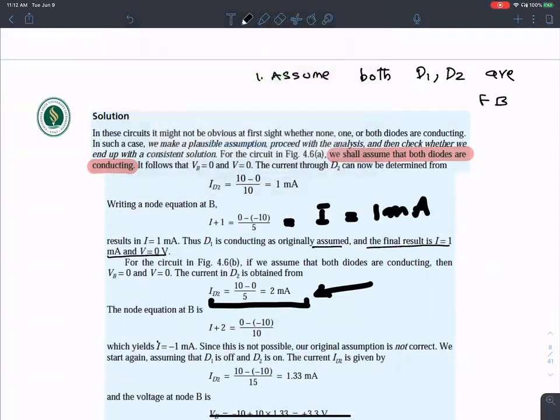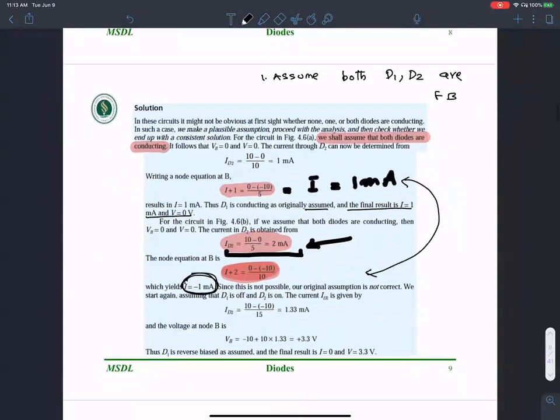So the idea is that when we start with the assumption, we did the node equation at B, and we obtained the equation for current ID2. That is not consistent with the node equation at B. So once we plug in the value of I equals 1 milliampere, this is giving me an inconsistent result. Initially, I got I equals 1 milli, then I got I equals negative 1. So this is not possible. So the only conclusion is that the assumption that both diodes are on is not correct.